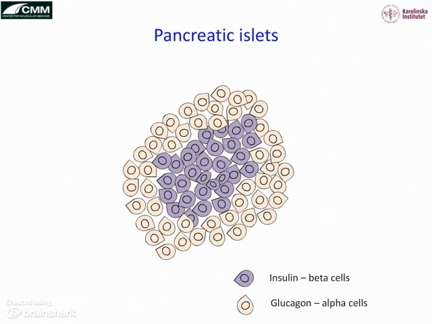So in order to understand how the therapy works, let's consider what happens in the tissue. On this slide we see a cartoon of a pancreatic islet with the insulin producing beta cells in blue in the middle, surrounded by the glucagon producing alpha cells.